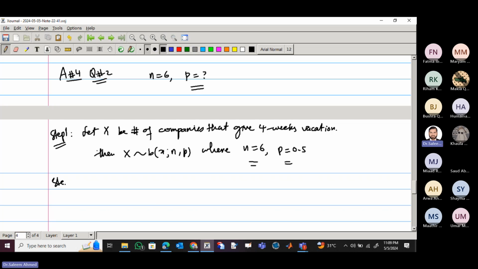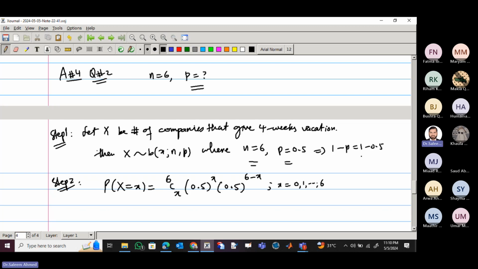After that, step 2 is write down the general formula for the binomial. P(X equal to small x) is nCx, p to the power x, and (1 minus p) to the power n minus x, which is 6 minus x, where x is 0, 1, up to 6. So from here, you can find 1 minus p. 1 minus p is 1 minus 0.5, which is 0.5, right? So we got both. So this is my formula.